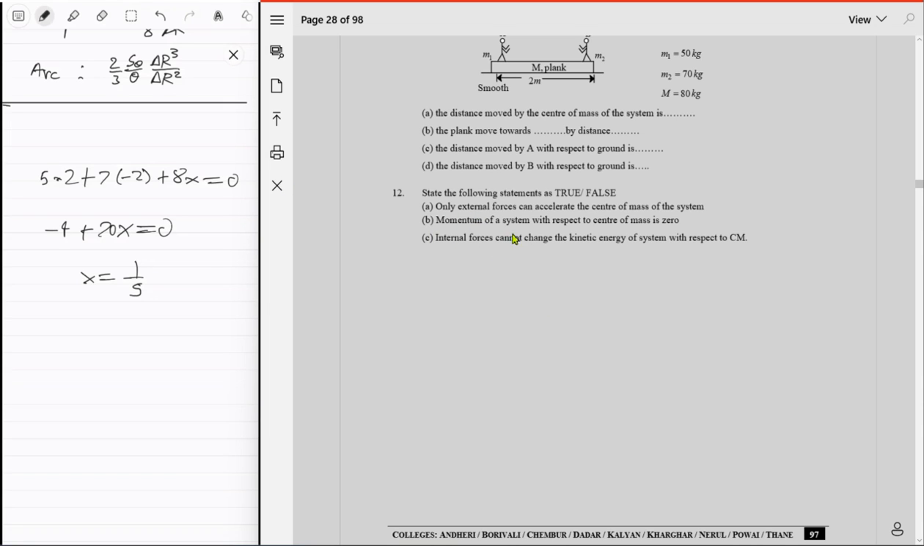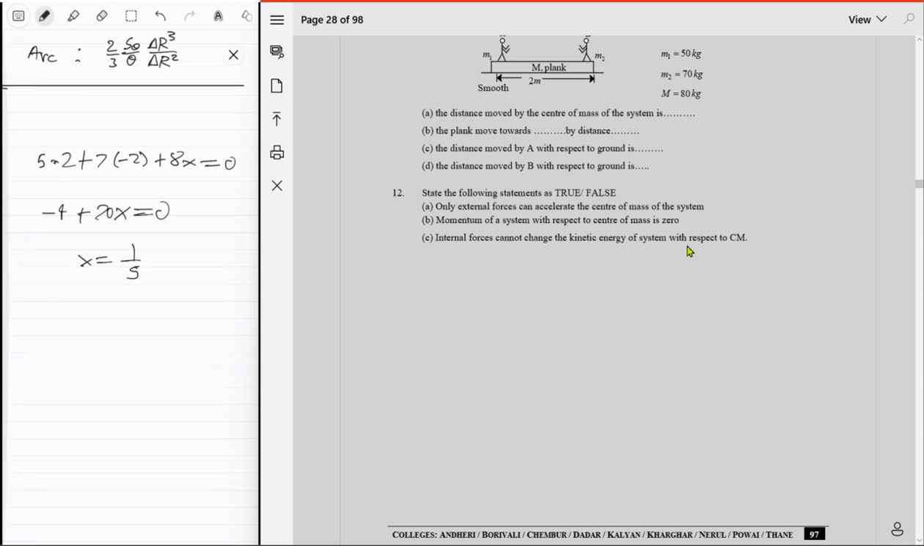Okay. Internal forces cannot change the kinetic energy of the system with respect to the center of mass. They can. They can change it with respect to the center of mass. I should actually give an example, shouldn't I? Okay, well, let's talk about this one. This is actually a favorite example of mine.